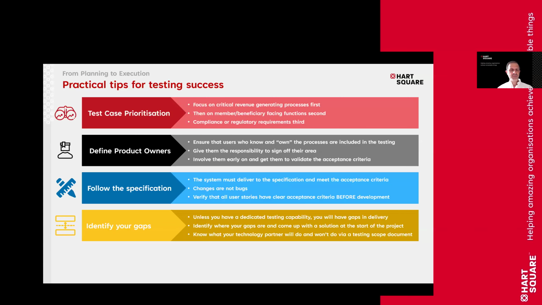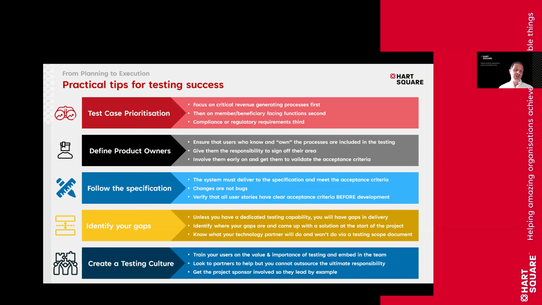And really, the most challenging one is to create a testing culture, one that empowers your users to take responsibility for the products and involves them, but also makes them accountable for the outcome. And that is the ultimate responsibility. And my advice on this is actually get your project sponsors to participate in UAT and lead and demonstrate positive testing culture from the top. I think that is a great way to do that.